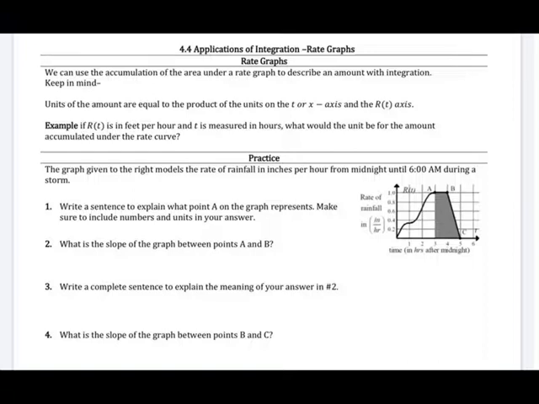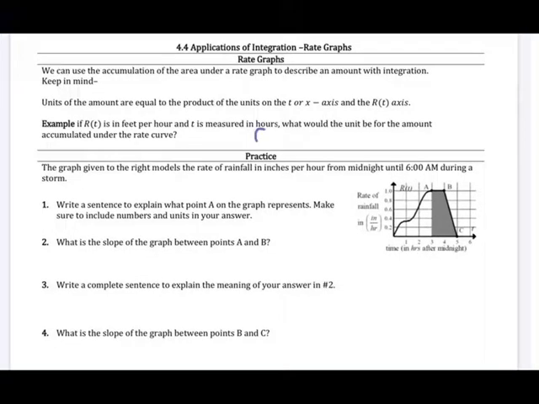Something really important to keep in mind when you're looking at these rate graphs is to pay attention to the units on the x and y axis. And remember that if we're finding the area, we're multiplying those units together. So for example, if R of t was in feet per hour and t was in hours, we would be multiplying feet per hour by hours, and that product would give us feet.